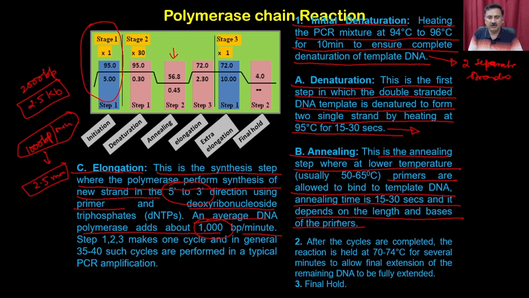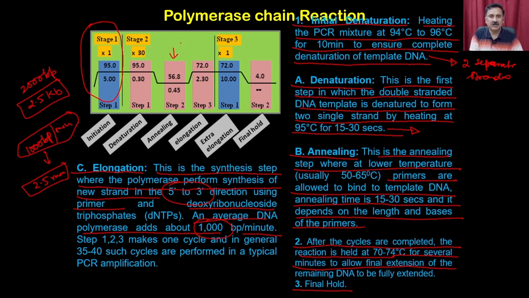So after this, you are going to have the final elongation. So in stage 3, you are going to have a final elongation. After the cycles are complete, the reaction is held at 70 to 74 degrees Celsius for several minutes to allow the final extension. And then you are going to have the final hold at 4 degrees. Now, these are the things you have to set up on the PCR machines so that you can perform the reaction.